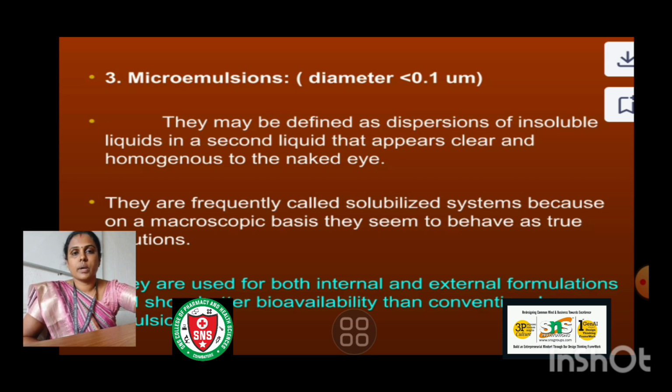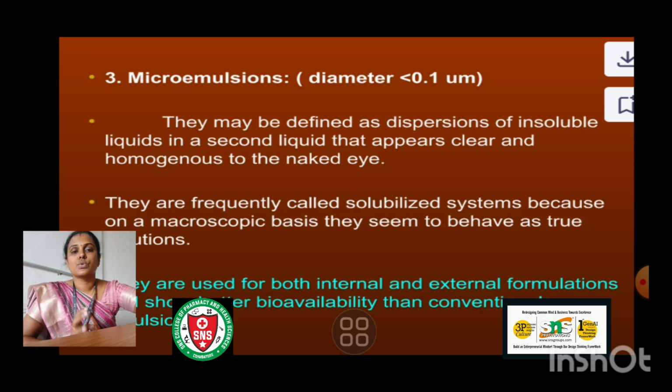Then third is microemulsion. First was macroemulsion, next multiple emulsion, and now we are discussing microemulsion. Microemulsion is a dispersion of insoluble liquids in a second liquid that appears clear and homogeneous to the naked eye. It is frequently called a solubilized system because on a macroscopic basis it behaves like a true solution. When we see it with the naked eye, it is very clear.